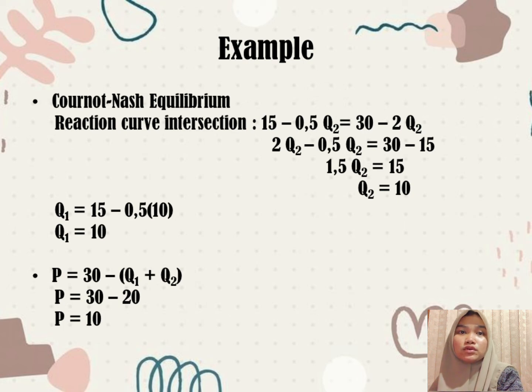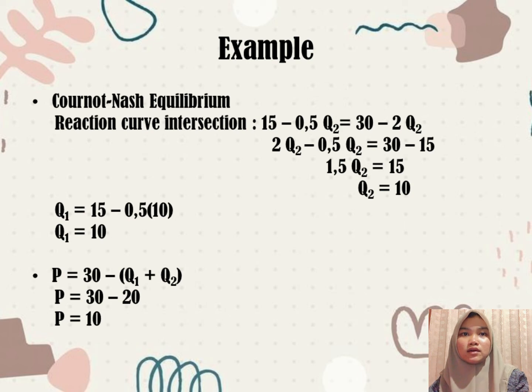Q2 equals 30 minus 2 Q2. So we move the Q2 to the left side: 2 Q2 minus 0.5 Q2 equals 30 minus 15. So we get 1.5 Q2 equals 15, and we have Q2 equals 10.